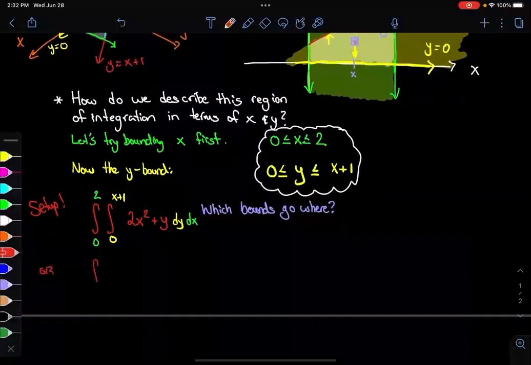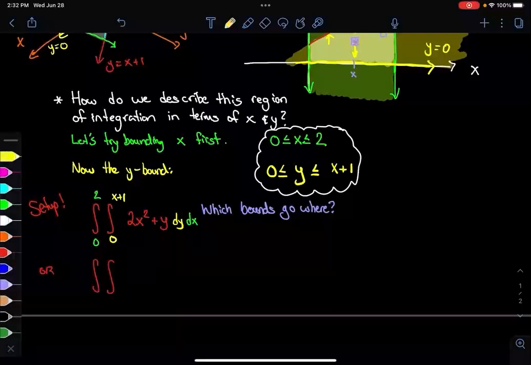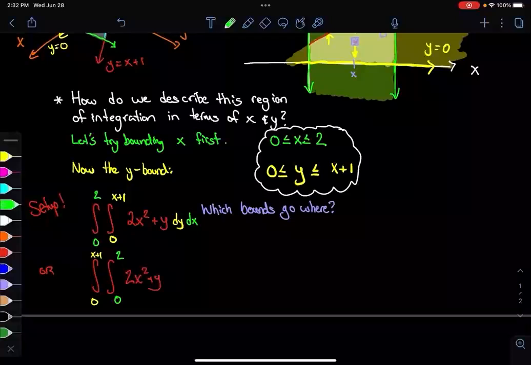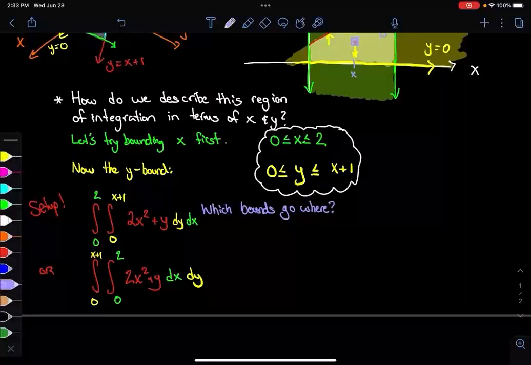Or it's going to be this. It's going to be 0 to x plus 1 on the outside, and then 0 to 2 on the inside with our 2x squared plus y, and then dx and dy. Okay, so the question is, which ones go where? Which one is the correct variation?